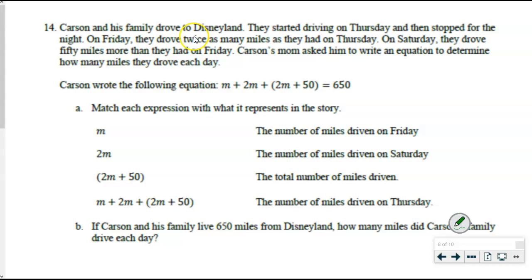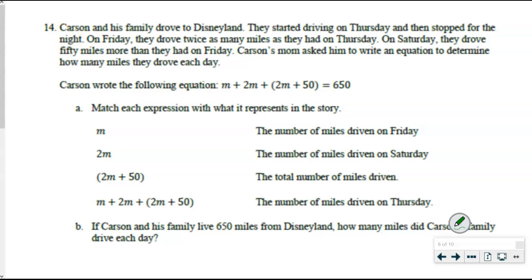Carson and his family drove to Disneyland. They started driving on Thursday and then stopped for the night. On Friday, they drove twice as many miles as they had on Thursday. On Saturday, they drove 50 more miles than they had on Friday. Carson's mom, being the mean math teacher mom that she is, made him do some math and says, write an equation to determine how many miles they drove each day.